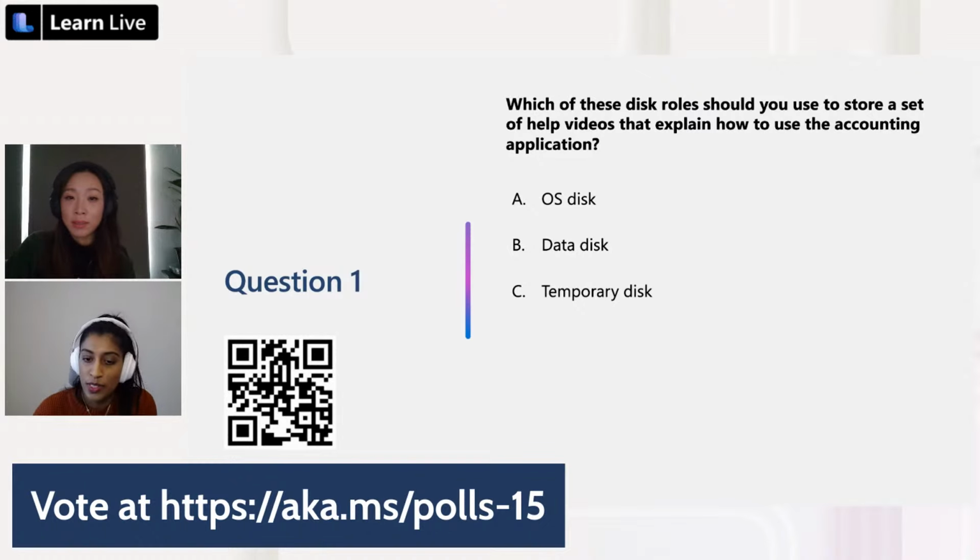The question is, which of these disk roles should you use to store a set of help videos that explain how to use the accounting application? OS disk, data disk, or temporary disk?